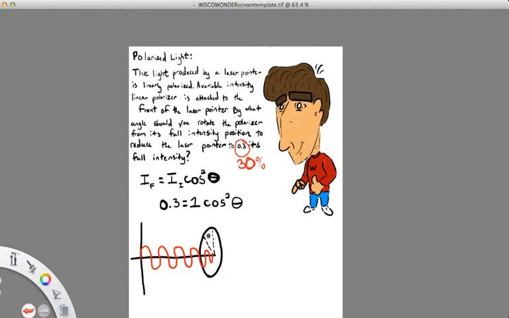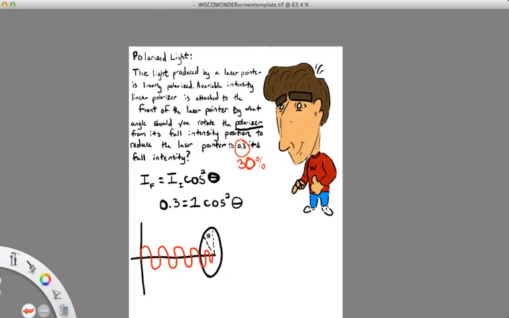It's the angle that you're going to rotate this polarizer so that you get 30% intensity light. 30% of this intensity, whatever intensity this thing is, we're calling it 1.